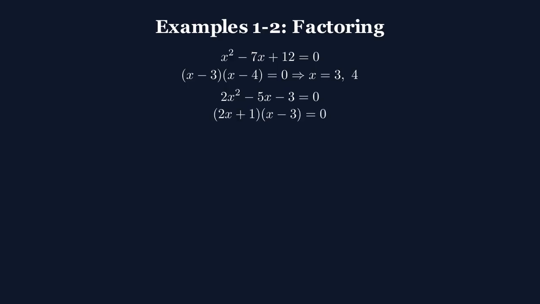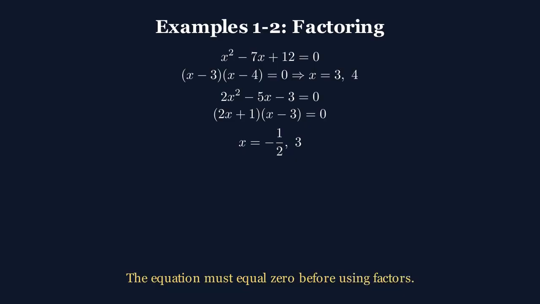Example 2. Solve 2x squared minus 5x minus 3 equals 0. Factoring gives (2x plus 1)(x minus 3) equals 0. Therefore x equals negative 1/2 or x equals 3.